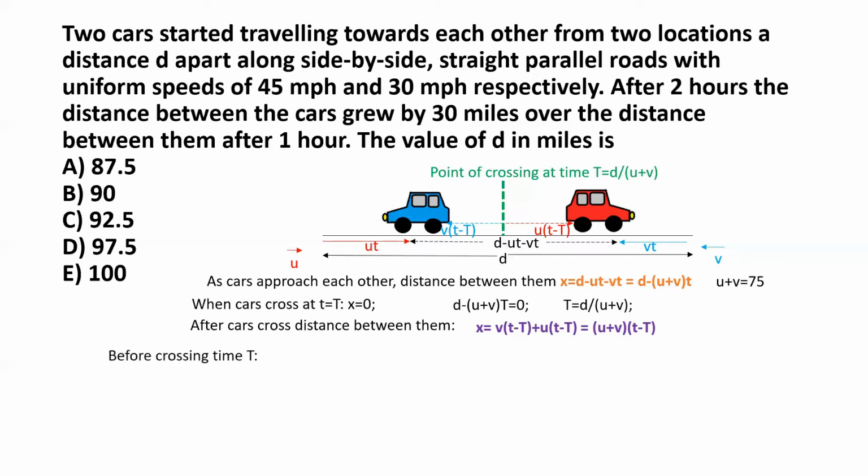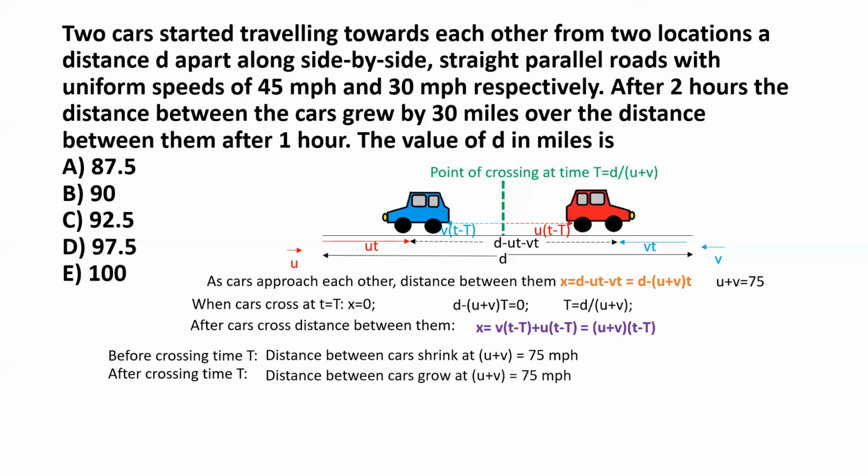So what we have so far is before crossing time T, the distance between the cars shrinks at the rate of u plus v. And after crossing time T, the distance between them grows at the rate of u plus v, because now they're still moving in opposite directions, but instead of moving towards each other, they're moving away from each other, right? So that's why the distance grows.